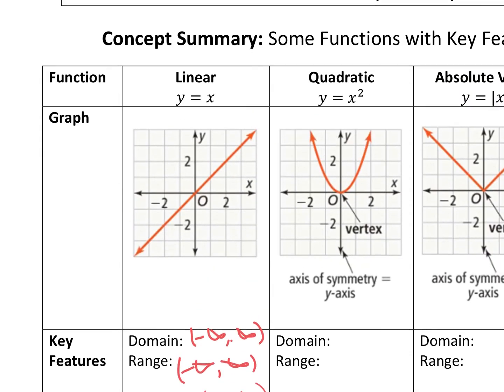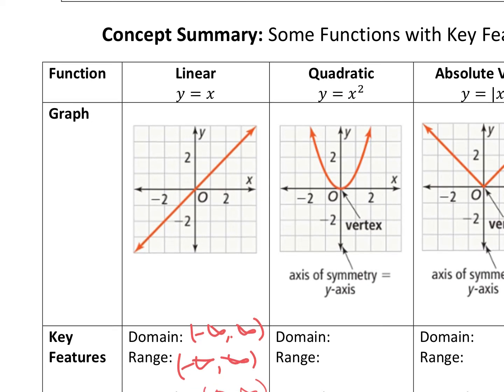Okay, so let's look at some key features for this quadratic function. Quadratic functions have axis of symmetries, and if it's just y equals x squared, the axis of symmetry is the y-axis. That's a line of symmetry that cuts your graph in half. So that's good to know about that.